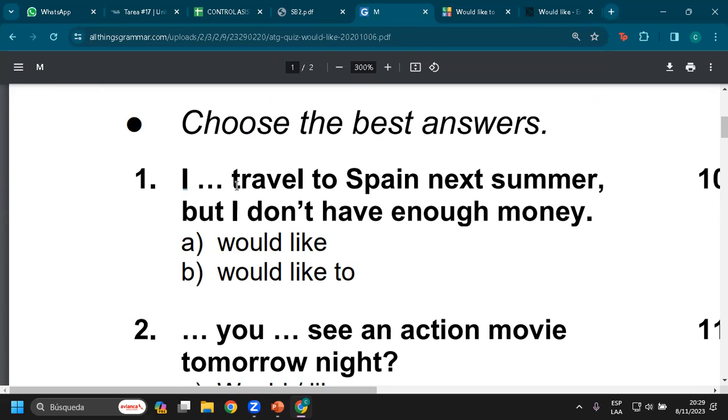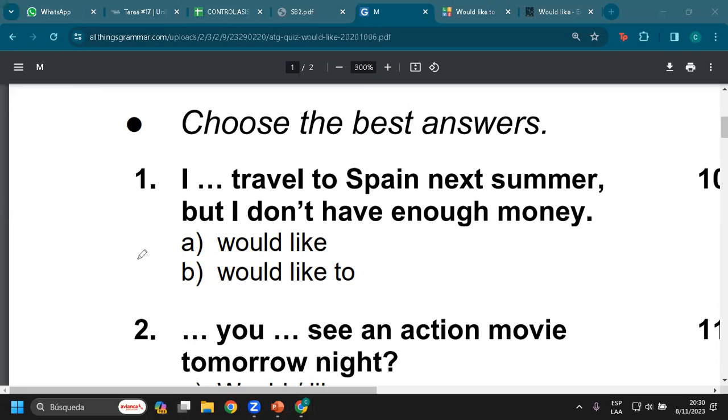I would like to travel to Spain next summer, but I don't have enough money. ¿Qué creen ustedes? I would like or I would like to. I would like to. ¿Seguros? Yes. ¿Por qué creen que sería I would like to?